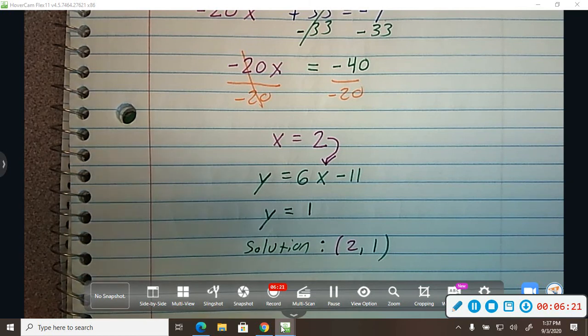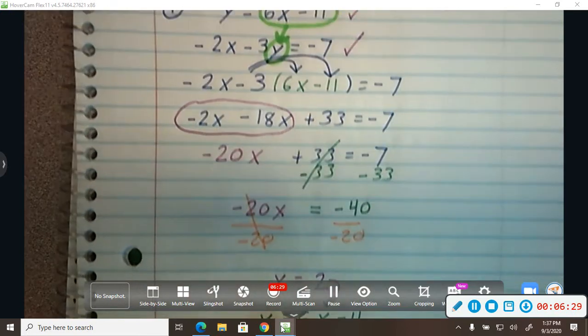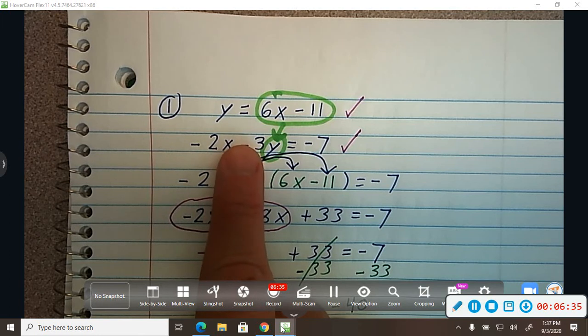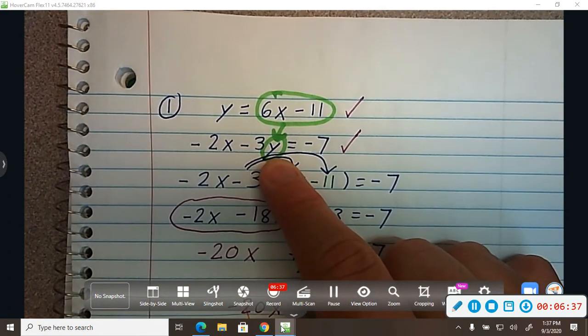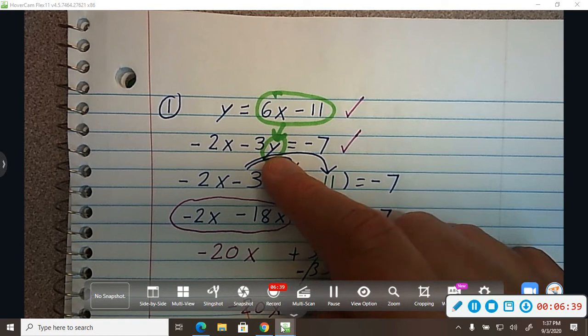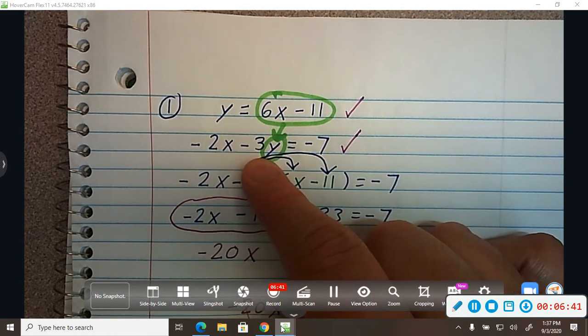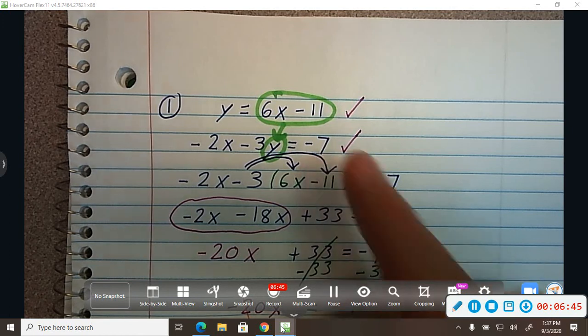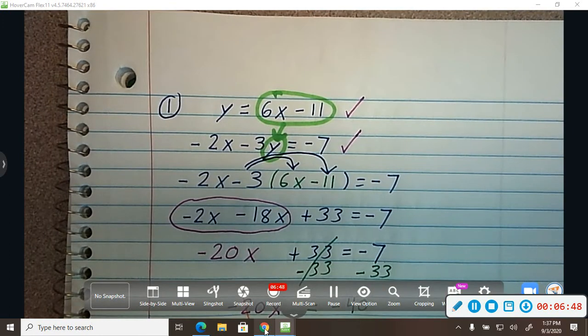I highly encourage you take your answer and plug it into the other one and just double check it. So is 2, 1 the solution? Yes. Negative 2 times 2 is negative 4. And then you have negative 3 times y, which is 1, so negative 3. So you get negative 4 and then negative 3, and you get negative 7. So I know without a doubt I'm correct. Another way you can check your work.